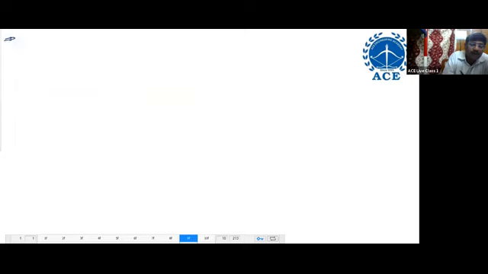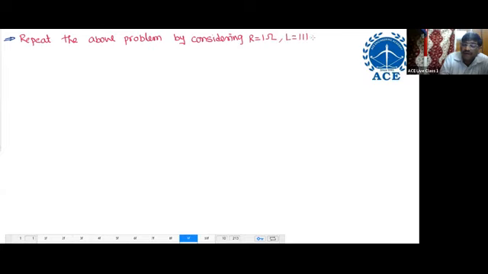Repeat the above problem by considering R equal to 1 ohm, L equal to 1 Henry, C equal to 1 Farad. Come on, do it by yourself. Same RLC circuit only, I just changed the R value. L and C are the same.